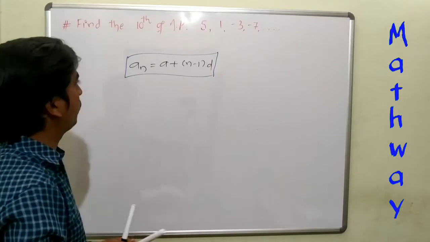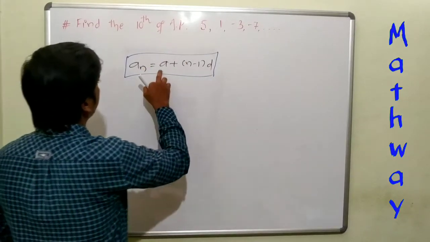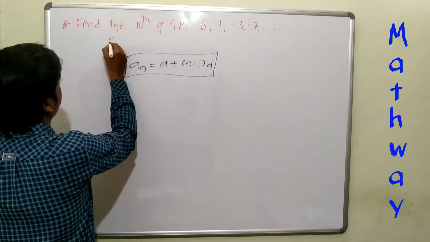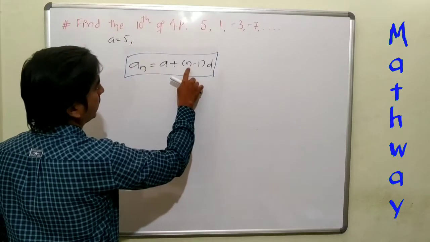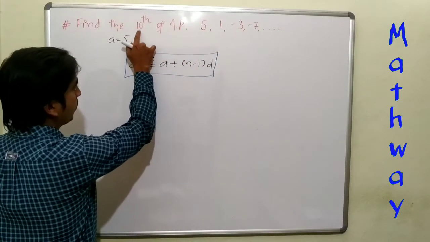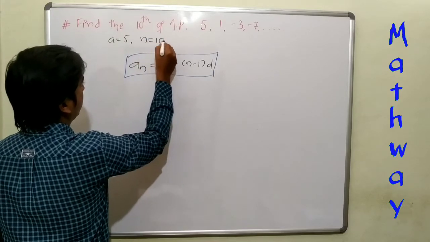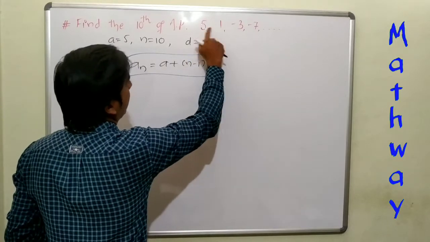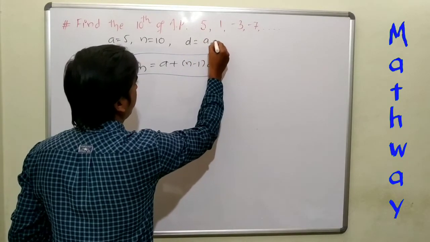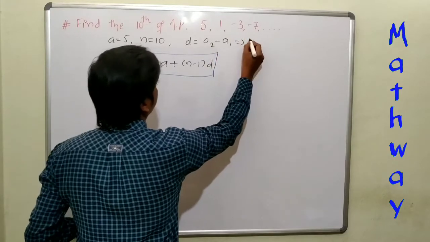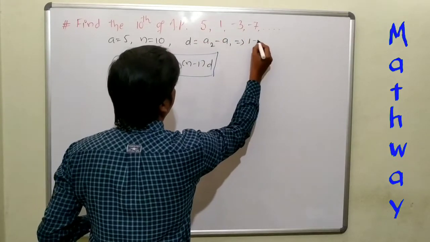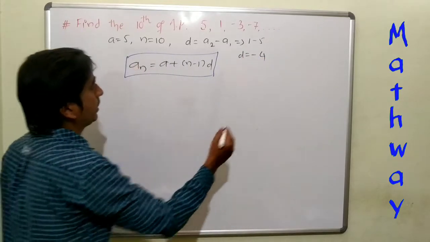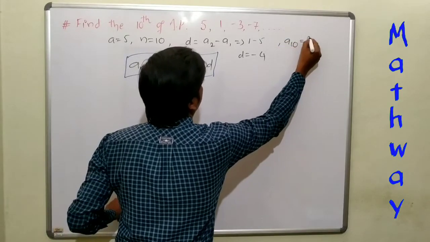Let us write what values are given. Here we are asked for the 10th term, so that is a_10. a is the first term. What is the first term here? The first term is 5. n is the number of terms. Which term are we asked to find? The 10th term, so n value is 10. d is the common difference. The common difference is a_2 minus a_1. Here a_2 is 1 and a_1 is 5. 1 minus 5 is minus 4. So d value is minus 4, and a_10, the 10th term, is what we are going to find.